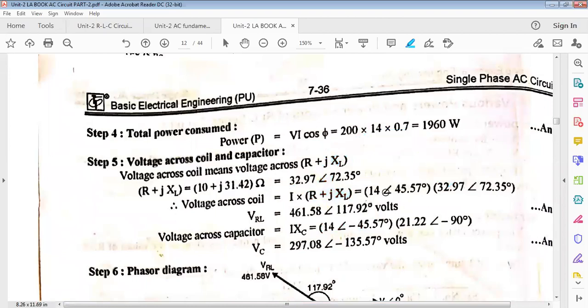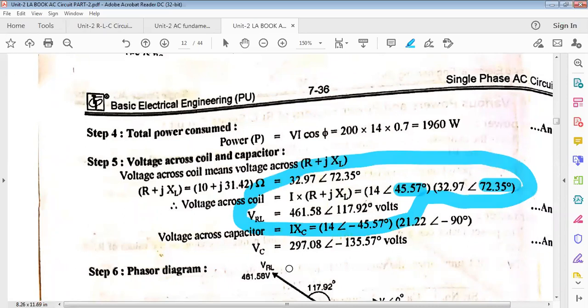Okay, so here current is also in polar, and this impedance of coil is also in polar. So magnitude you can multiply. So this one you will get 461.58, isn't it? And what you have to do with angles? Magnitude we can multiply, right. Angles you can add or subtract depending on the sign. So both are positive, so here simply the addition. Okay. So voltage across coil, is this clear?